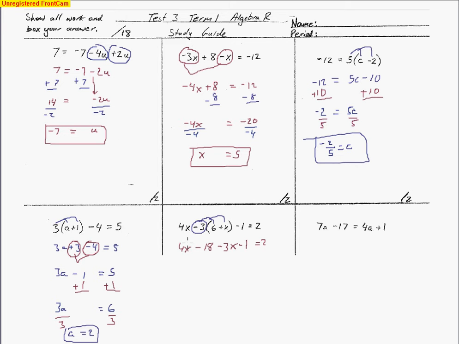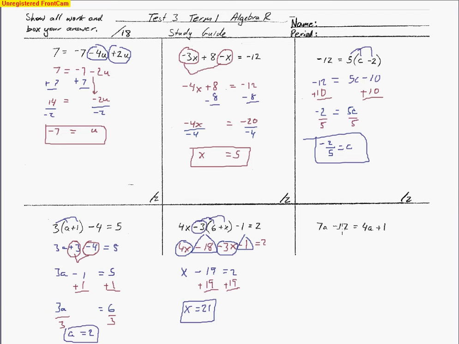Now I'm ready to collect some like terms. I got 4x minus 3x, which just leaves me with x. But then I can also combine these two terms. Negative 18 minus 1 makes a negative 19. They're the same sign, so I had to add those two numbers. Now I'm ready to do some opposite operations. I'm going to end up just adding 19 to both sides, and we'll have the answer. So x equals 21.